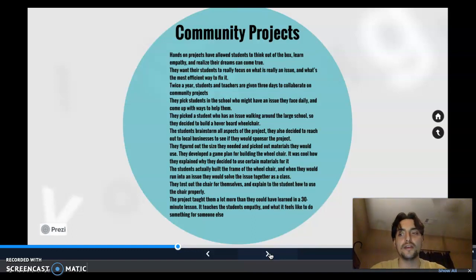And another thing is while they were working on the project, if there was ever an issue, they would collaborate together and figure out the issue as a class. And it was just really cool to see them be so enthusiastic about helping. And that's one thing that we need to teach students and show them how good it feels to help someone else in need.